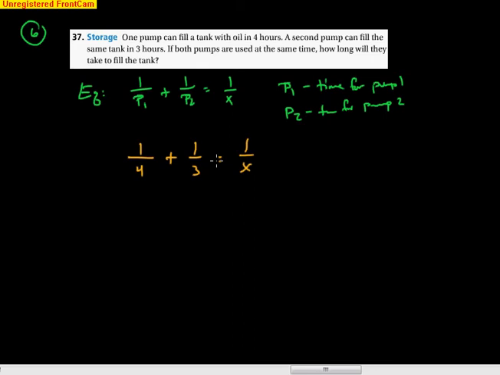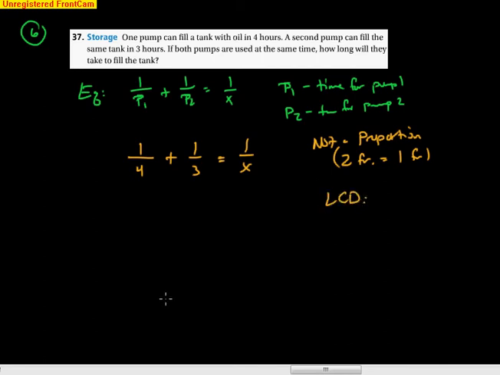Okay? So this is a rational equation. We have 3 denominators. We must find an LCD. This is different than the last problem. This is not a proportion, because it's not one fraction equals one fraction. It's 2 fractions equals 1 fraction. So it's not a proportion, and we must find an LCD.